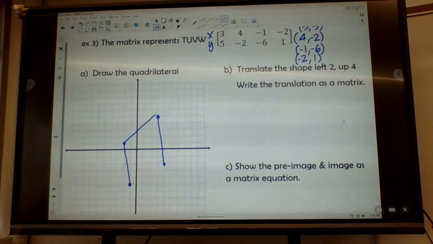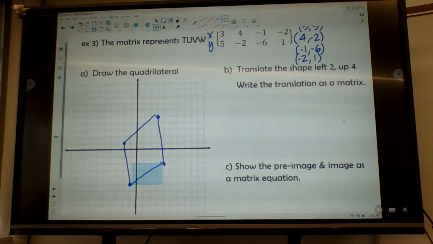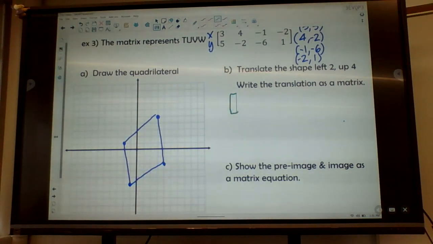Here's our quadrilateral, so a four-sided shape. And it says, let's translate this left 2, up 4, and write the translation as a matrix. So what we do with that is basically it's saying, what are we doing to each of the x's? Well, I'm going left 2. So I go -2 to each of the x's.